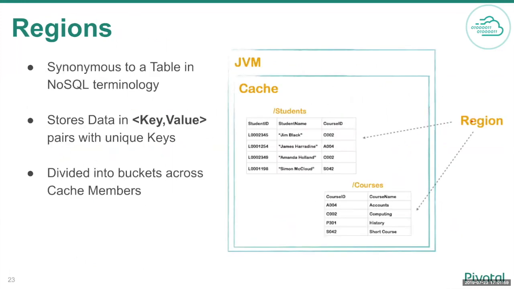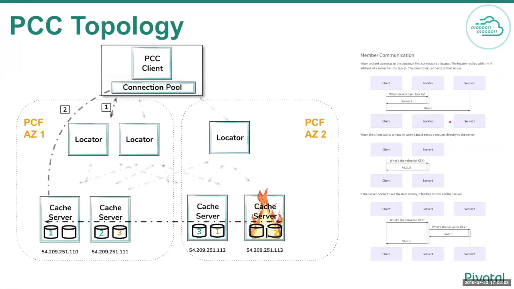A region, right? So Tej, one second. Yeah, if you go back to the previous slide, the locator is doing the discovery of the caching servers. And then when a request is coming in from a client, the actual request to fetch the data from the caching server, is that going through the locator, or is that happening directly?